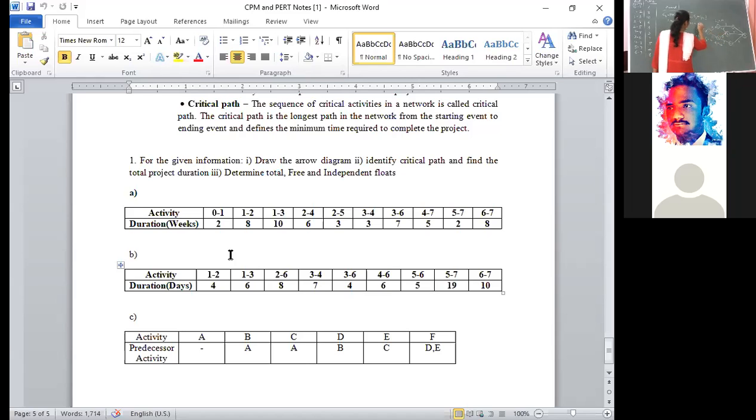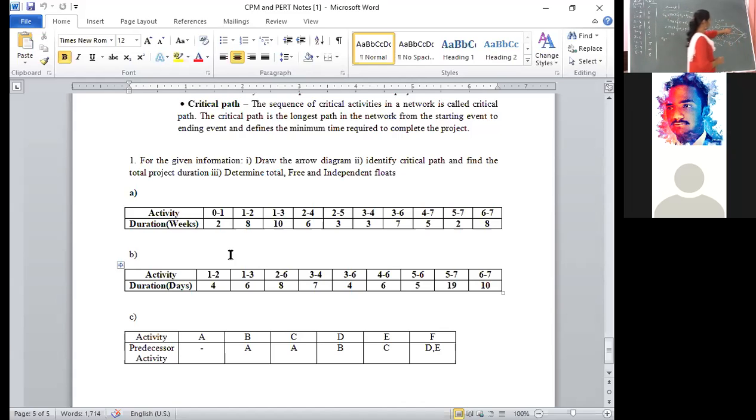How much time is 3 to 4 taking? It is taking 3 weeks. That is maximum of 16, 15. What is the maximum among these two values? 16 is the maximum. Right now, E4 value is 16. Next, you have to compute E5.